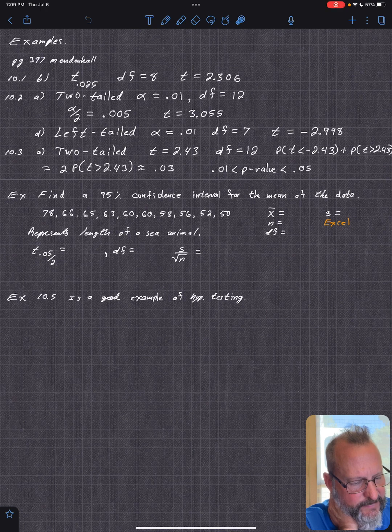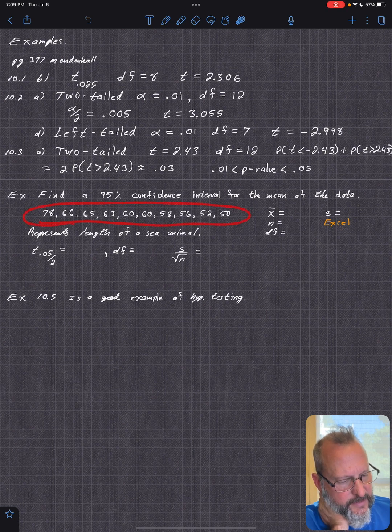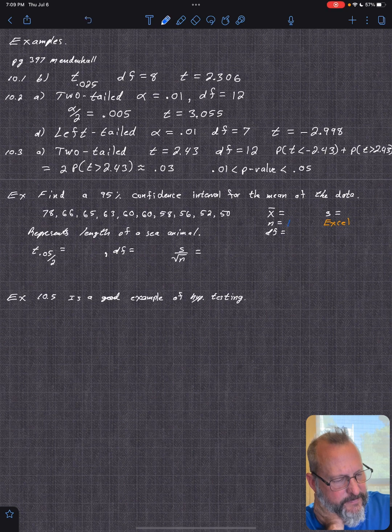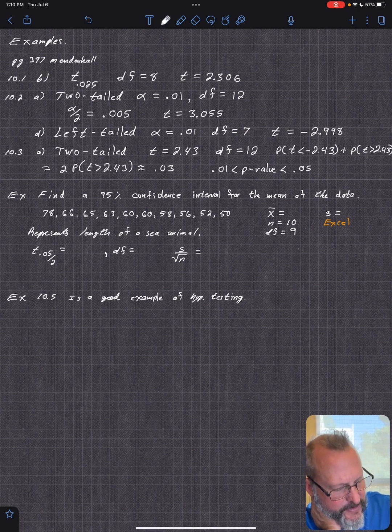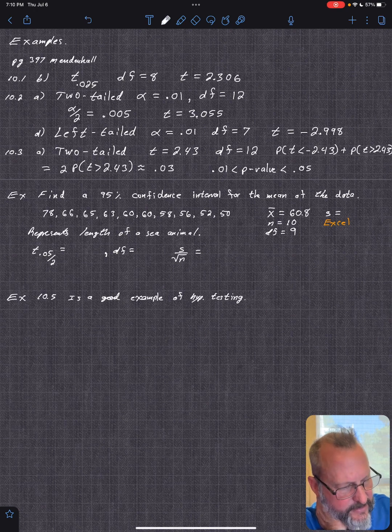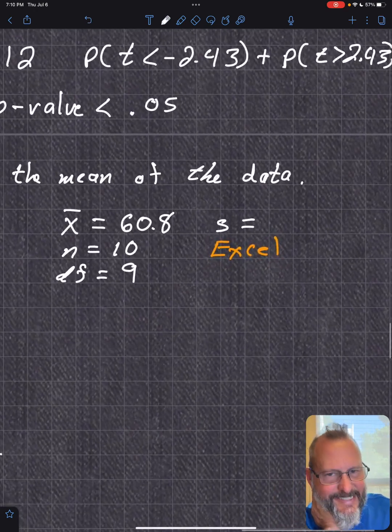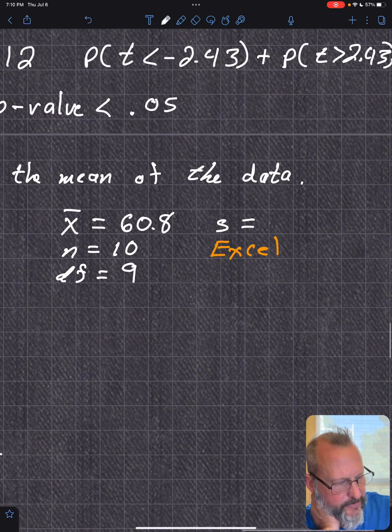So find a 95% confidence interval for the mean of the data. Okay, so here's the data. Write all that in and calculate x bar, and then n is 1, 2, 3, 4, 5, 6, 7, 8, 9, 10. So n is 10. Oops, change that back to white. n is 10. Degrees of freedom is 1 less. That's all you do. Okay, and you can calculate x bar and all that. I calculate x bar to be 60.8. And in Excel, I calculated the sample standard deviation. It's always going to be sample for this stuff.